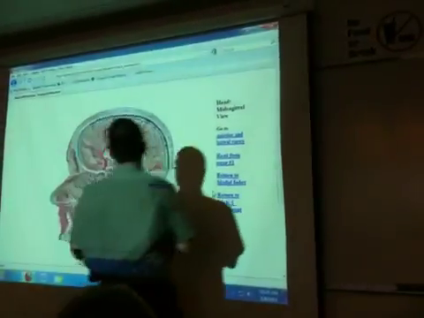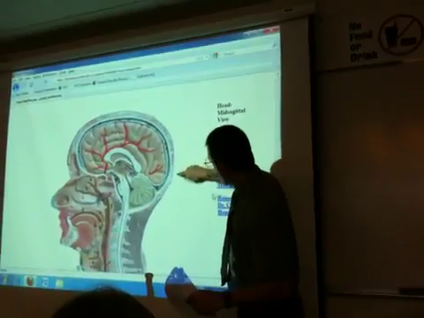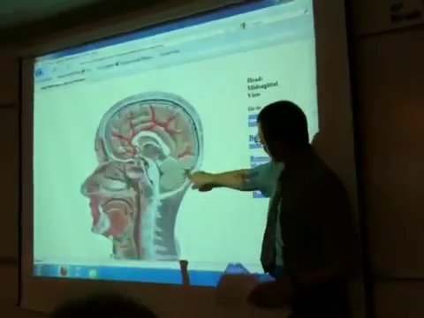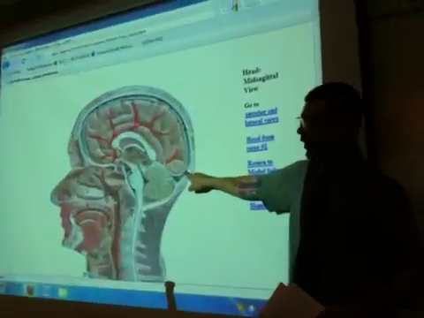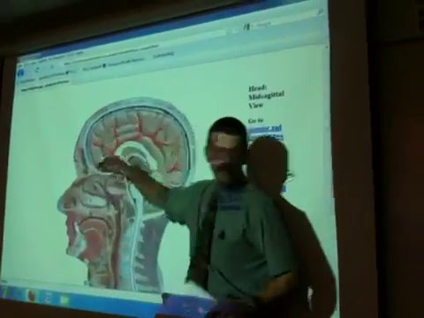So what you have to notice is that if you follow the white lines, sometimes the white lines go into the brain and back out. They follow the contours, right? And we have different names for those.